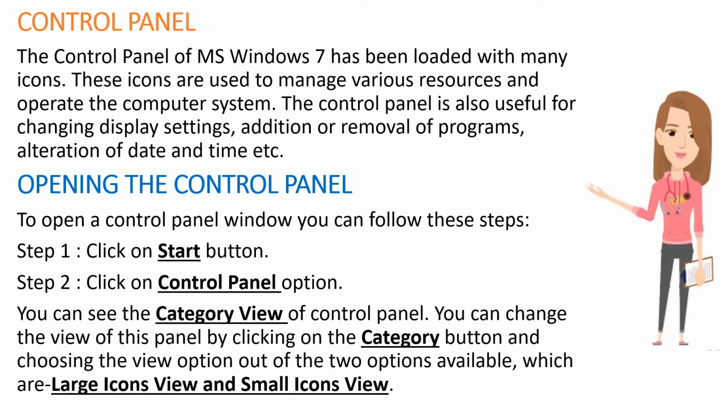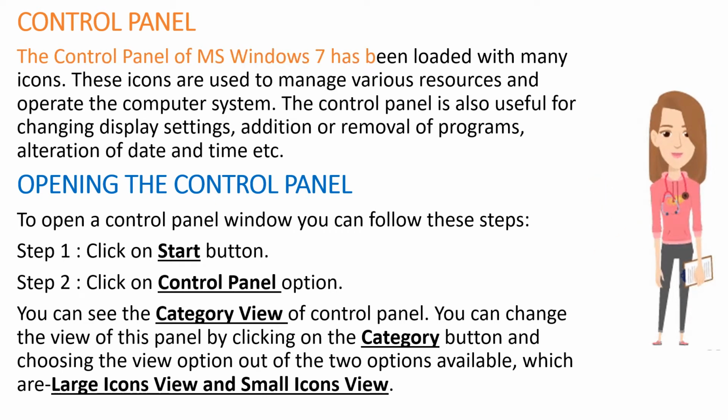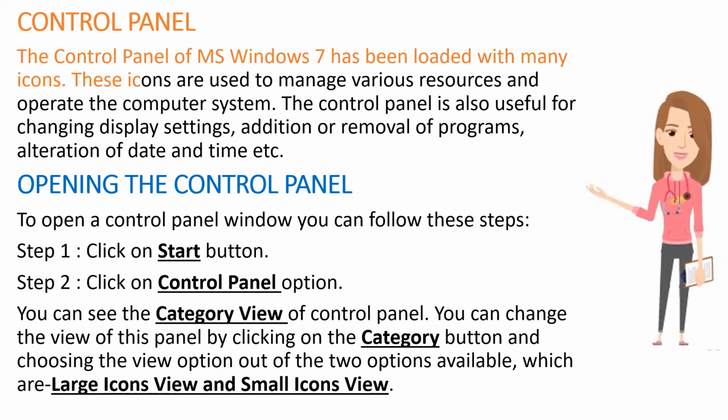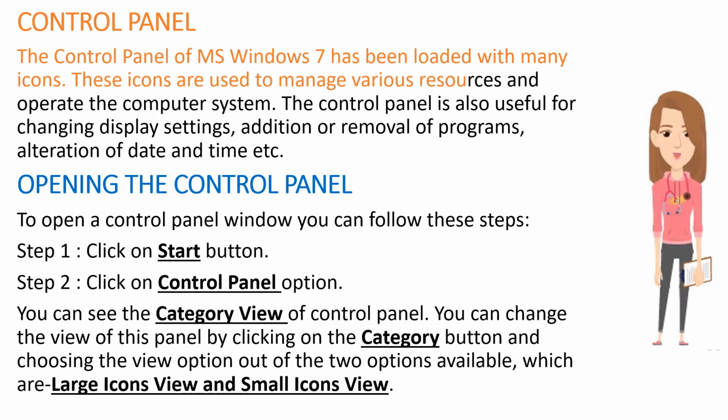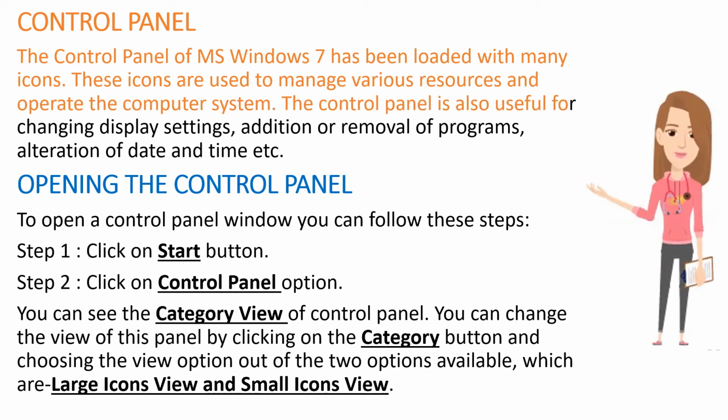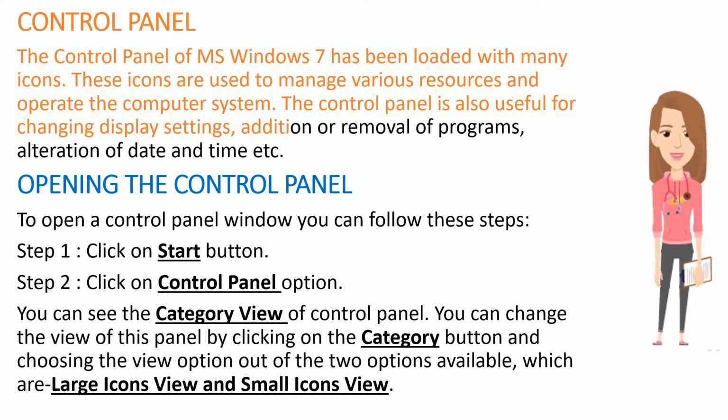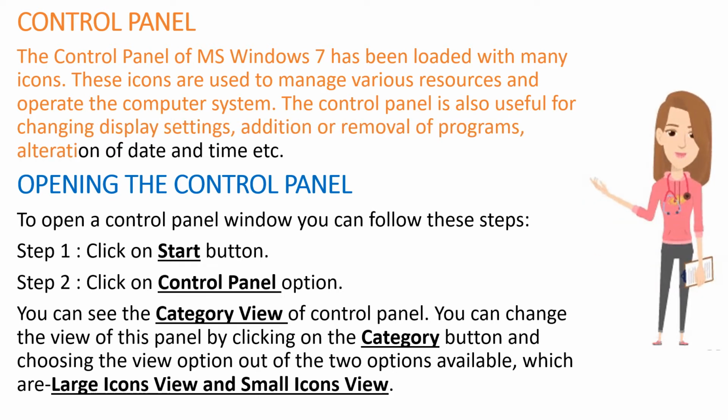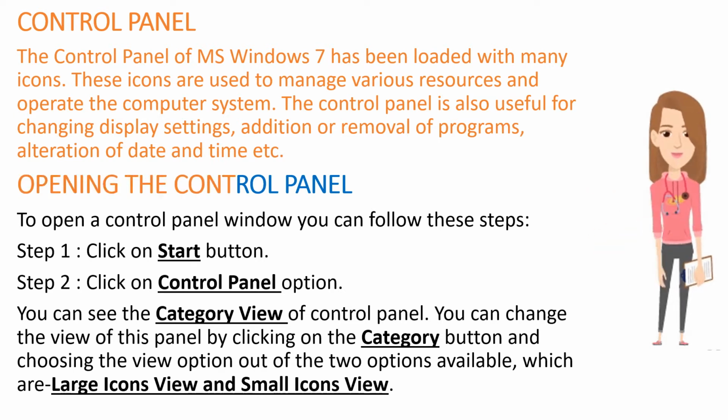Control panel. The control panel of MS Windows 7 has been loaded with many icons. These icons are used to manage various resources and operate the computer system. The control panel is also useful for changing display settings, addition or removal of programs, alteration of date and time, etc.